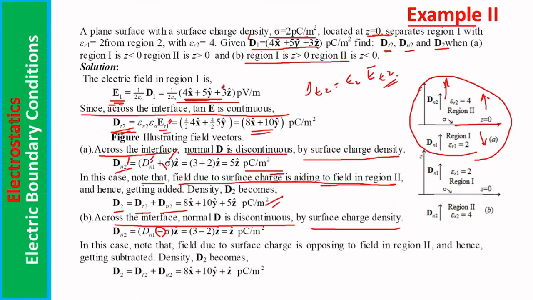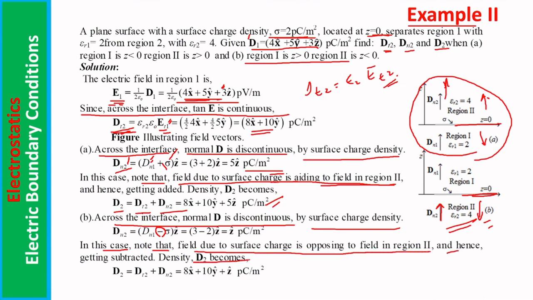Now, in the present case, where is region 2? This is region 2. What is the direction of the field due to surface charge? It is downwards. But what is the direction of dN2? dN2 is upwards. dN1 also upwards. But what is the relation? The field due to the charge is downwards, opposing. It is opposing. That's why minus. 3 minus 2 z cap. In this case, note that the field due to surface charge is opposing the field in region 2 and hence the negative sign.